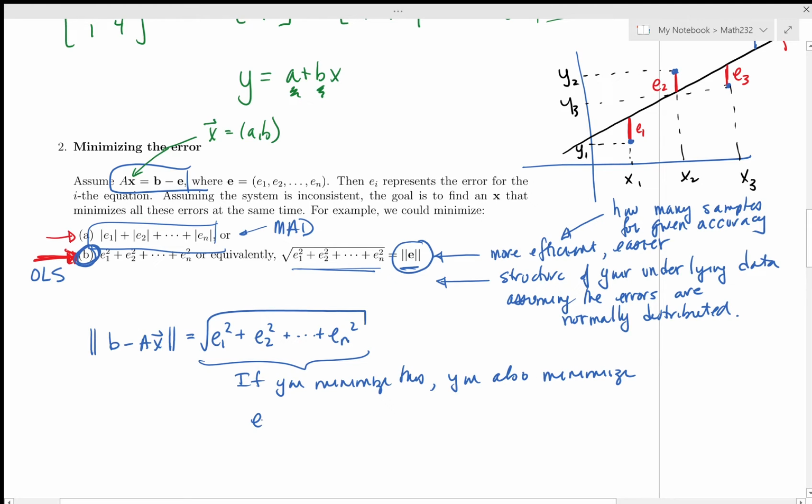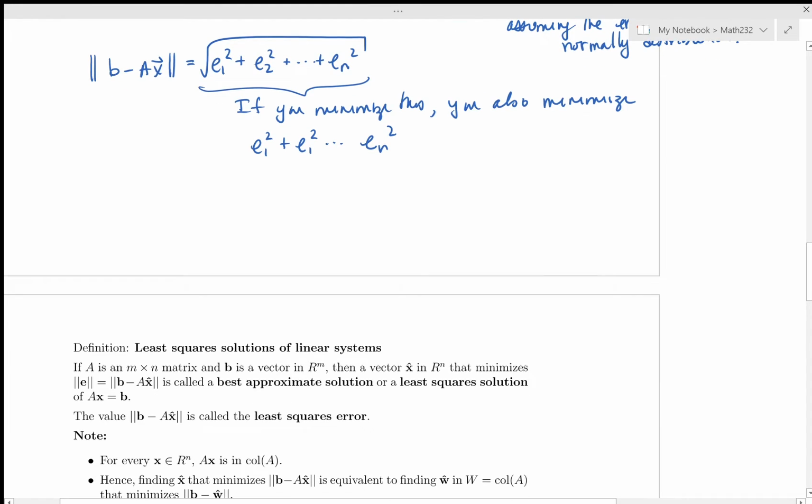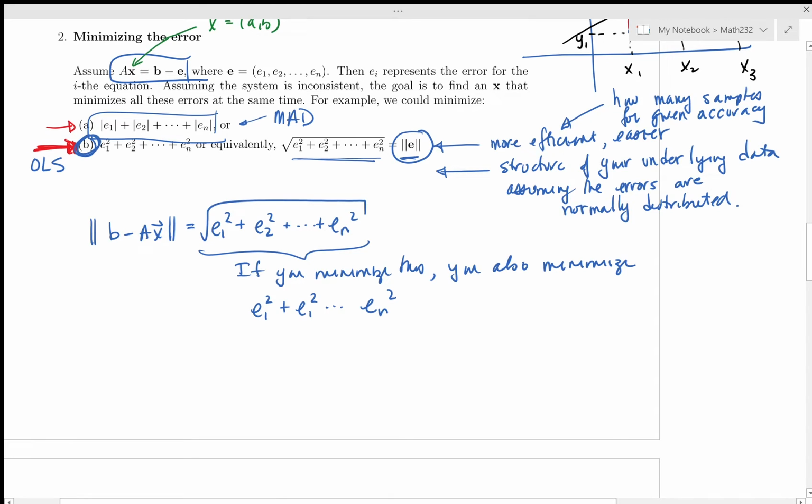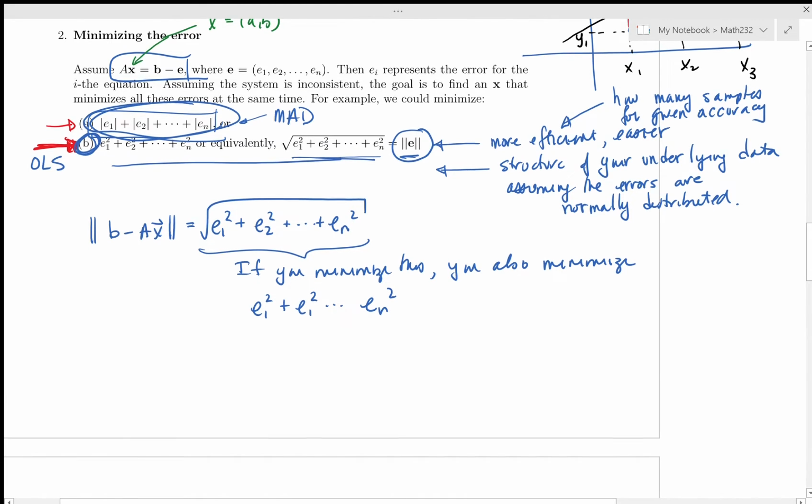You also minimize this. Okay, the square root is an increasing function. Okay, and that is the least squares method. So that is where we're going with this. How do we do this? So now we're putting this guy to bed, and we are now going to go with this one forevermore.